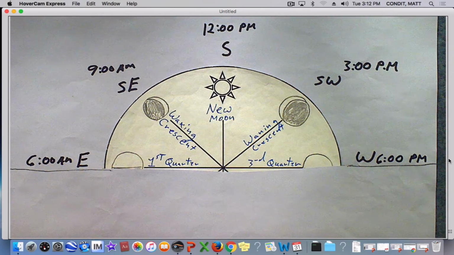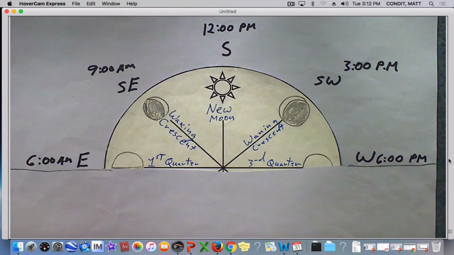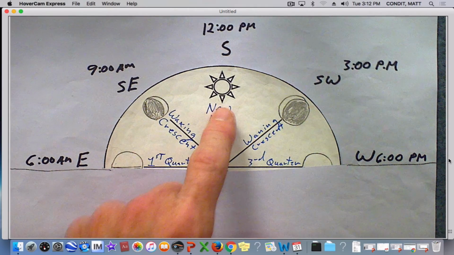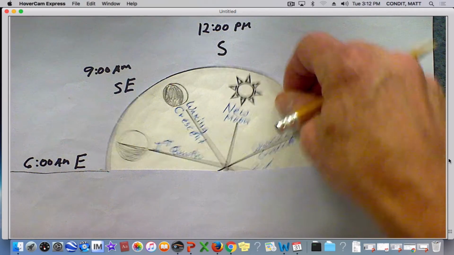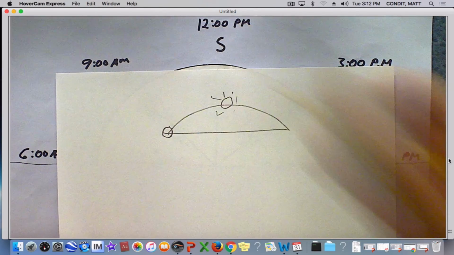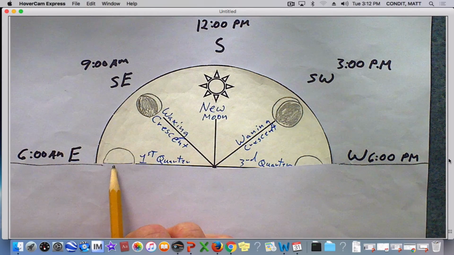Then it says, add to the last model where you would find a first quarter moon on the ecliptic at this time. Well, a first quarter moon is going to be right down here, just coming up. You probably wouldn't see it for a little while longer, until the sun moves through the day and the first quarter moon rises. So on this one, we would write the first quarter moon as being right there, because that is where it is on our ecliptic.